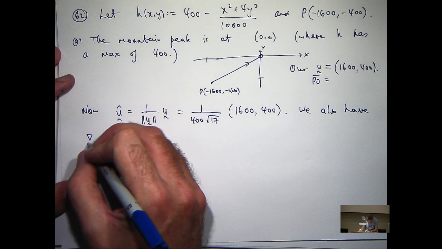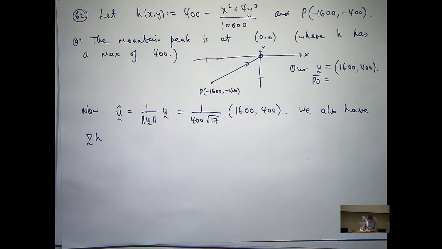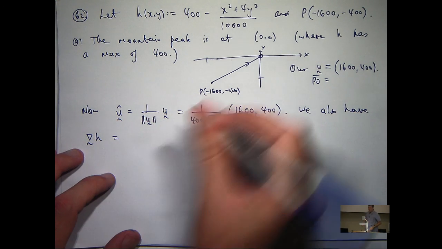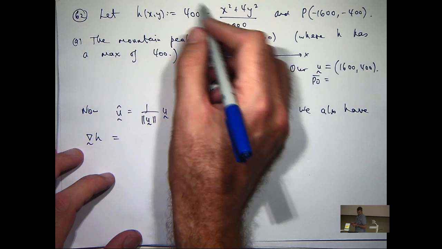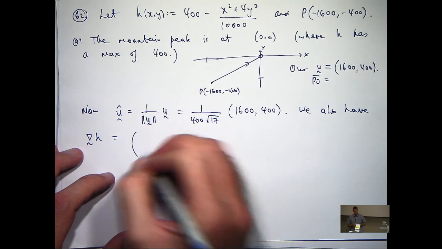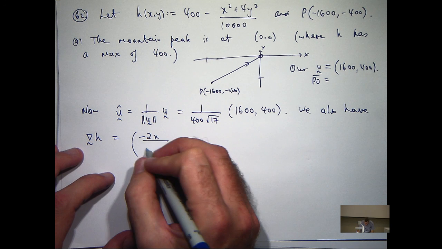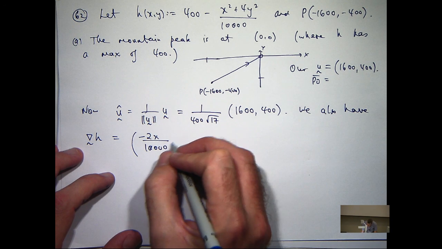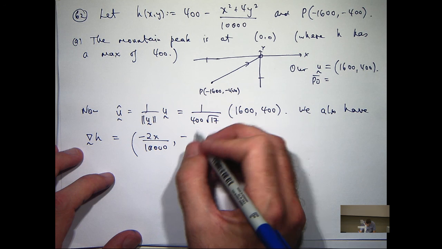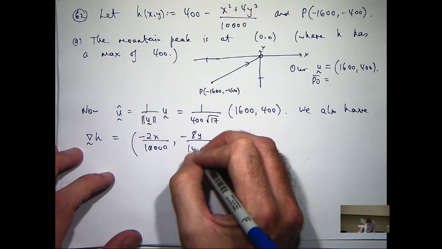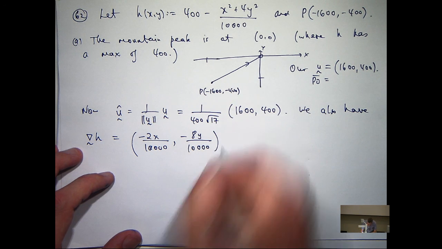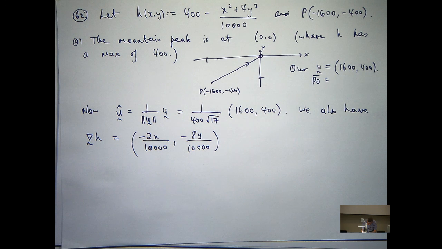So grad h. Let's take the partial derivatives. That 400 is going to disappear. So I'm going to get something like this. Now I could have simplified this, but I just chose not to. So at our point of interest, P, we need to plug in our x values at P.